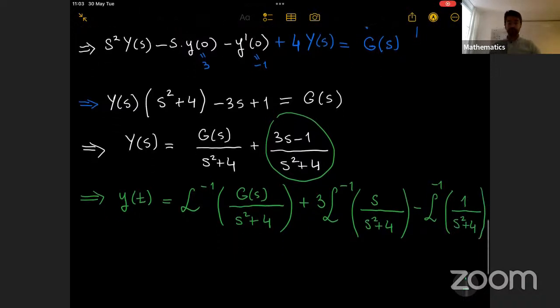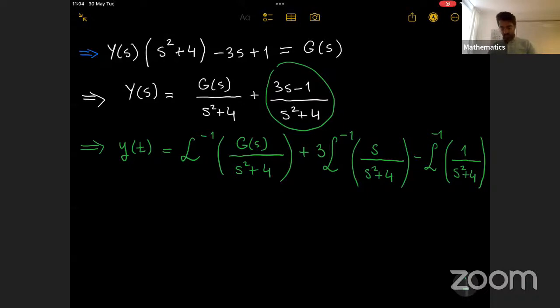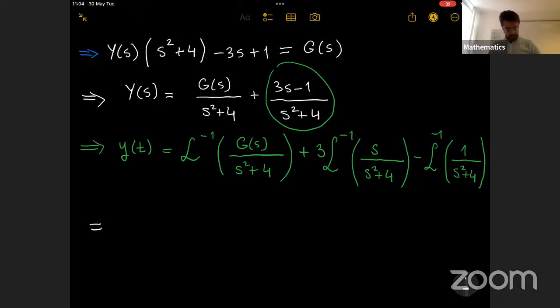Okay. The last two are simple. The first one, we need the convolution. So it's equal to, again, by the theorem about the convolution, remember, it's nothing but g of t convolution the inverse of 1 over s squared plus 4. Okay, this.